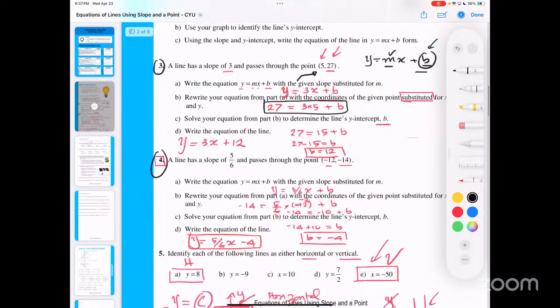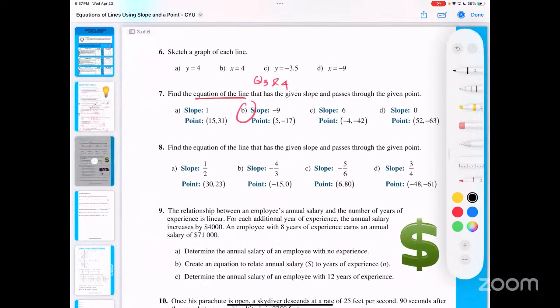So for this question, we're trying to find the equation of the line in the form of mx plus b. Slope is m, so y is equal to negative 9x plus b. What I don't know is b. They didn't give us that, but they said this line goes through this point. What does that mean? When x is 5, y is negative 17. So from here, we can find the value of b.